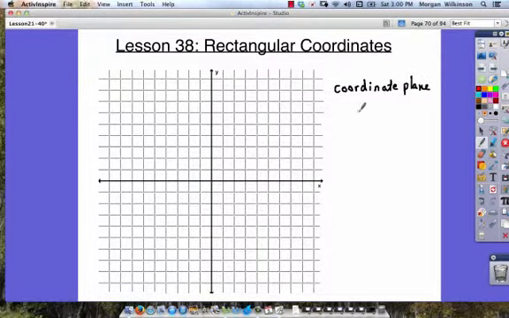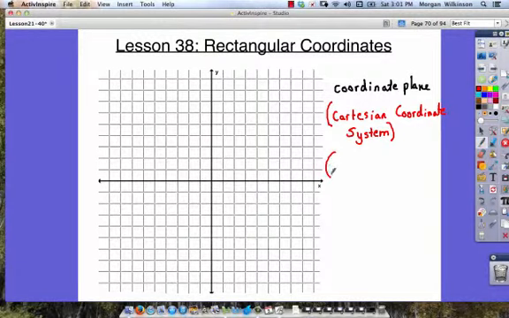Now, there are other words that you may see instead of a coordinate plane. You may see a Cartesian coordinate system. Or you may also hear a rectangular coordinate system. They all mean the same thing.